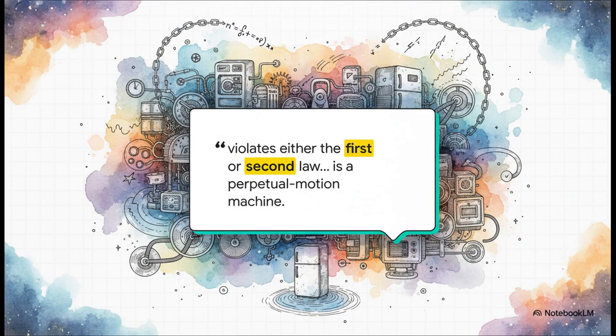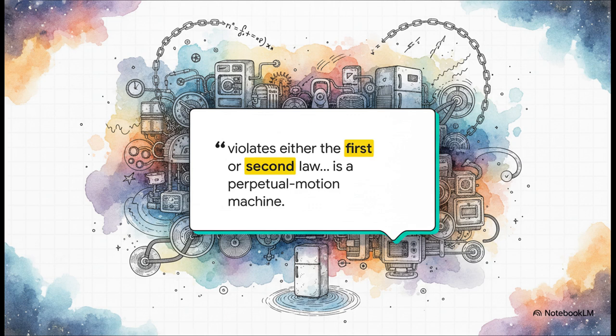Let's wrap up with this final thought, pulled straight from those university notes. Any device that violates either the first or the second law of thermodynamics is called a perpetual motion machine, which is a polite science way of saying it's impossible. While human engineering is incredibly clever, these thermodynamic laws remain the absolute, unbreakable boundaries of our universe.